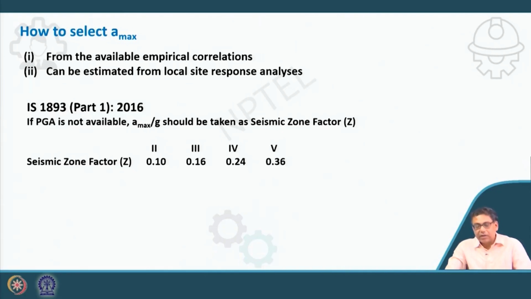Zone 3, 5 zones actually. There are 5 zones. So if zone 2 it is 0.1, zone 3 it is 0.16, zone 4 it is 0.24, and zone 5 it is 0.36. So that is also recommended. If you have not done any analysis and you don't have any Amax by G value, then you can use this one for your design. That is recommended by IS 1893.